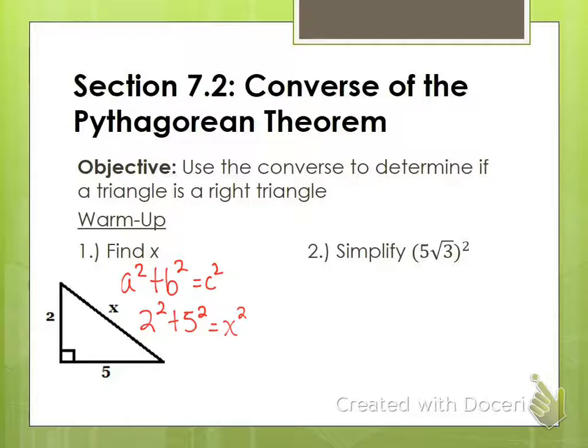2 squared, 5 squared. To get X alone, add them first: 4 plus 25. Then to get X alone, take the square root. Will that radical simplify? No, it won't. So you can leave it as X equals the square root of 29.